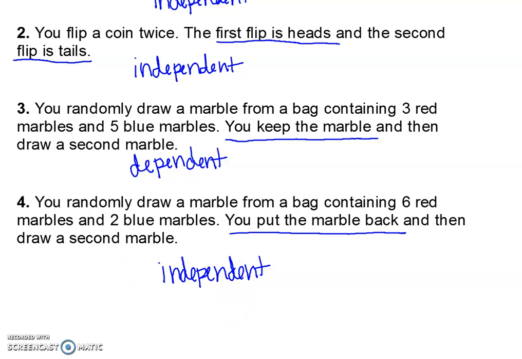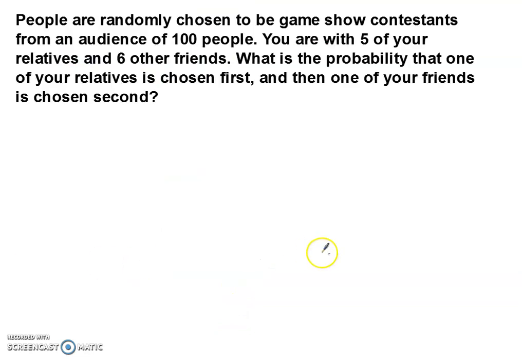Let's try an example of dependent events. Here's an example where the events are dependent. People are randomly chosen to be game show contestants from an audience of 100 people. You are with 5 of your relatives and 6 other friends. What is the probability that one of your relatives is chosen first, and then one of your friends is chosen second? So these are 2 events, and they each have different probabilities.